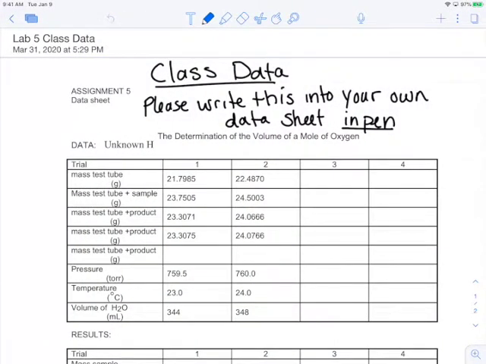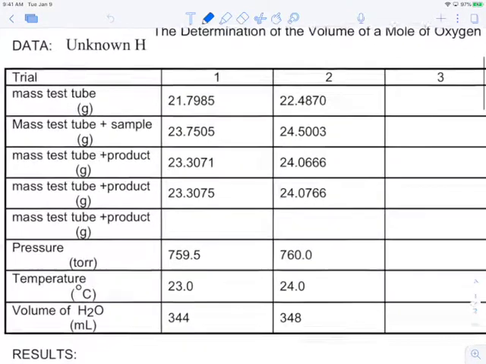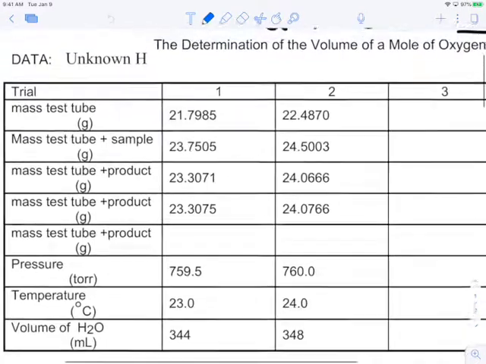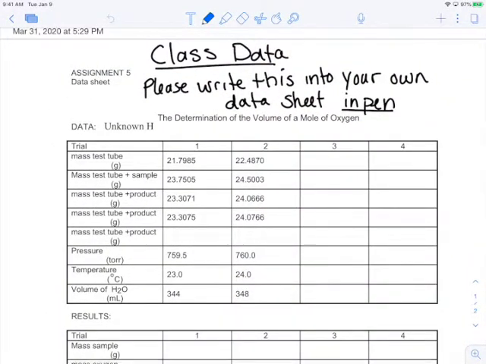All right, so a couple things about the lab. First off, this is lab 5, and the class data that you're seeing right here, this is already on Canvas, so it's in the lab notes section. And just like last time, I'm going to ask that you write this into your own data sheet. If you don't have a data sheet, you can write it onto a piece of paper. Make sure you use pen. And the pen you only need for this data right here. Any of the calculations could be done in pencil. So any questions about that, about where you're going to get the class data?